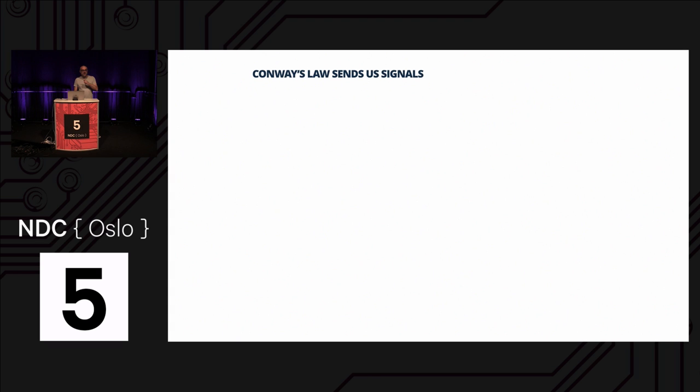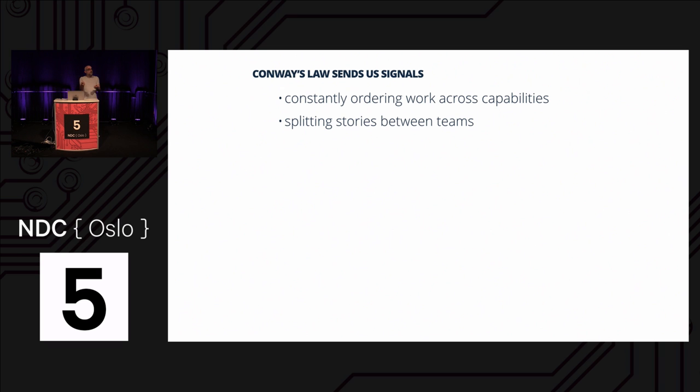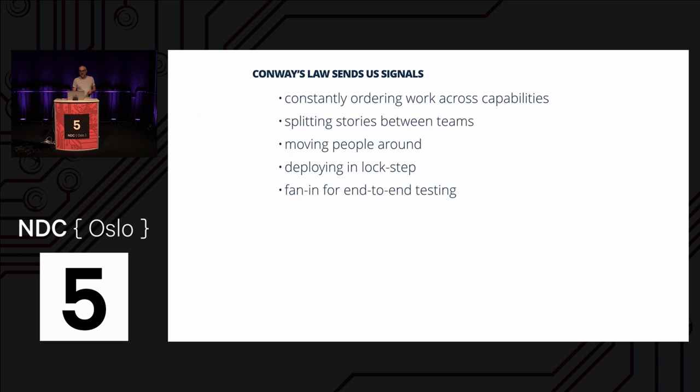And some things to look out for. I think Conway's law sends us signals that we can listen for. So one thing would be if you're consistently having to order work across different teams, in an agile sense. If you're splitting bits of work and having to hand them off between teams. If you're having to move people around a lot, right? Conway's law is sending you a signal. If you're having to deploy everything together, it's a sign you're probably too coupled. And if you have to fan in for end-to-end testing, again, I think that's Conway's law.